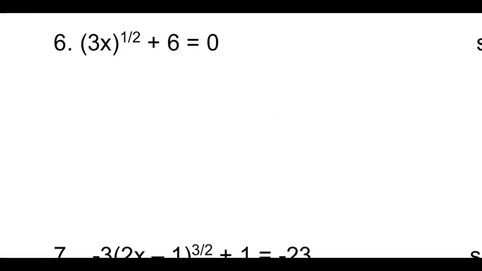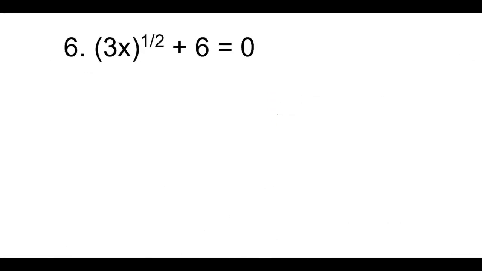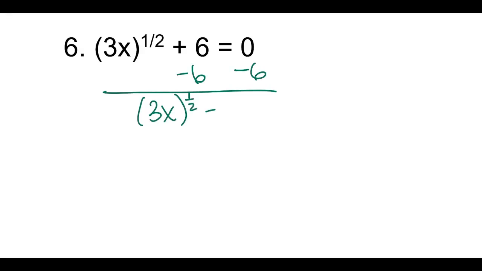All right, question 6. Okay, this one looks a little disgusting. It has a rational exponent. So this is when you have an exponent that's a fraction. It's okay, we'll make it work. All right, first thing I need to do is try to isolate. So if I was to try to isolate this rational exponent, I need to move the 6. So let's go ahead and subtract 6 on each side. So we'll have 3x raised to the 1/2 power is going to equal negative 6.